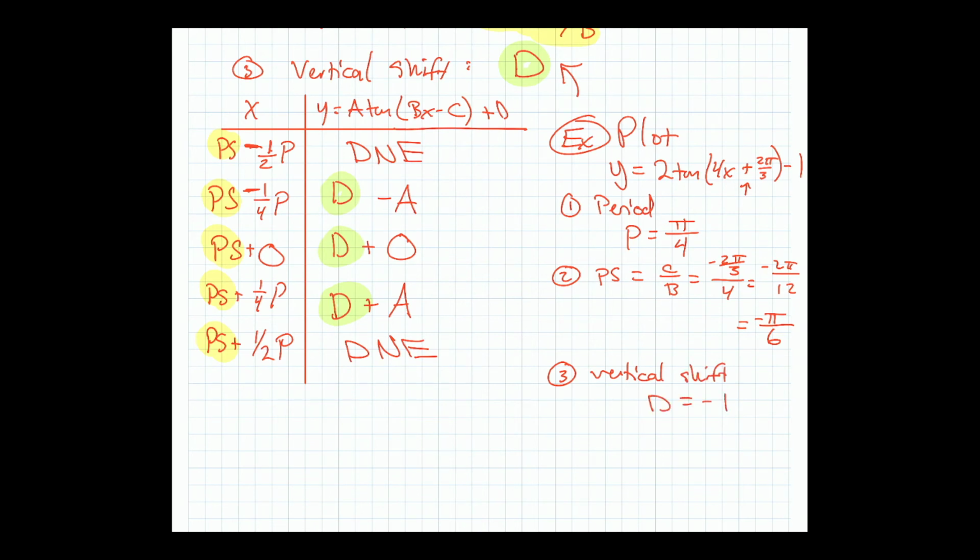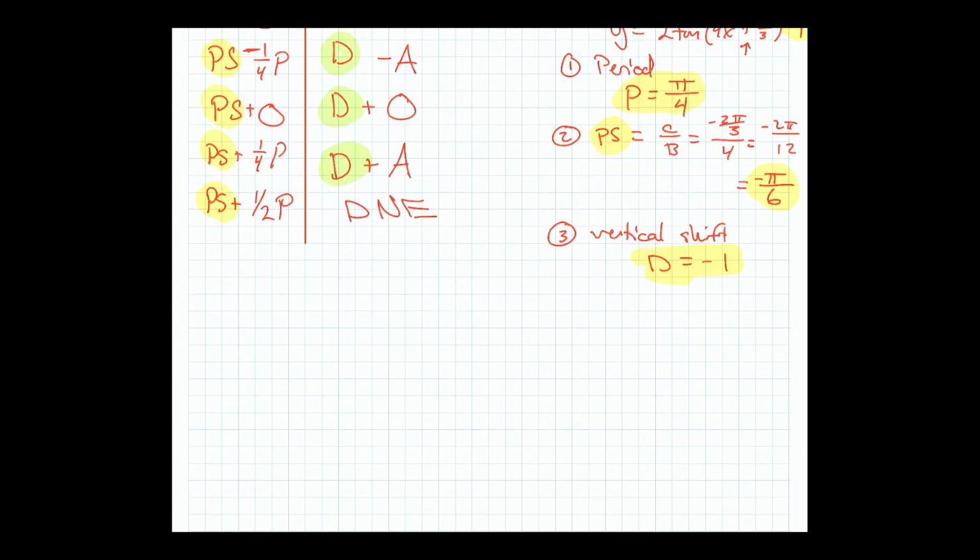D is negative 1. All right, so we got these numbers, right? Now that we got these numbers here, we got the negative 1, we got the P is pi over 4, we got the phase shift is negative pi over 6, and D is negative 1. We should be able to make our table. Right, let's make a table.